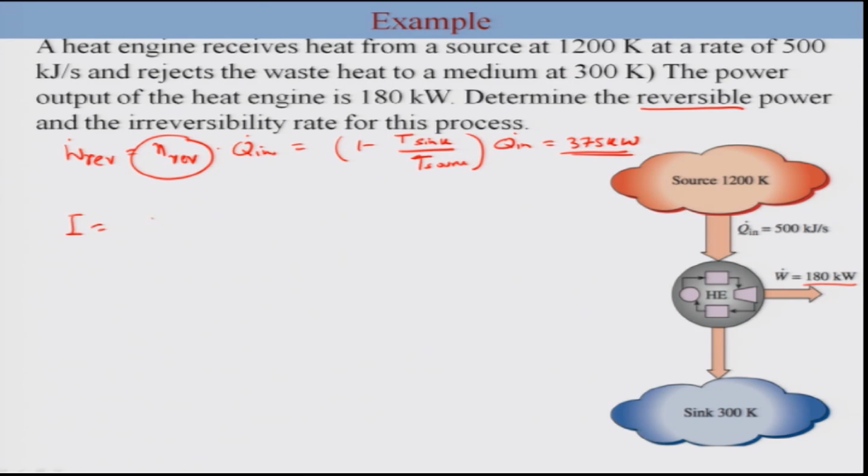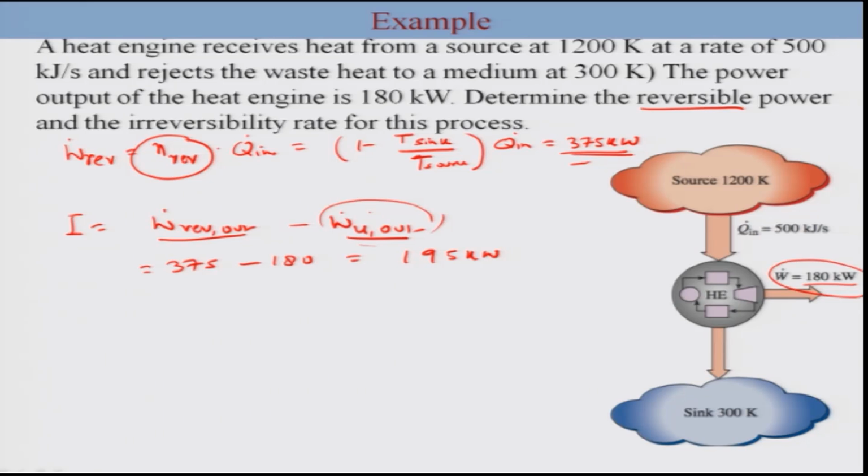So, your I would be simply W reversible out minus W useful out. Now, what is the reversible out? Of course, reversible out is this 375. What is useful out? That is what is for your system, and this gives you 195 kilowatt. So, this is of course not maximized, because I is not minimized. I is the irreversibility, and it turns out to be 195 kilowatt. So, there is a loss of 195 kilowatt due to irreversibility.